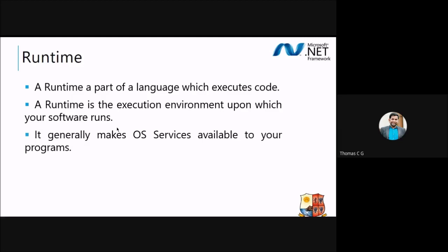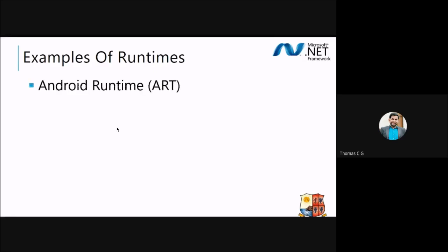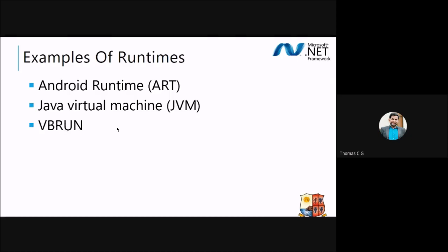And it generally makes your OS available to your programs. This is the general work of a runtime. It includes starting and stopping your application, threads, processes, everything. Examples: the first one, which we worked with last semester, is the Android runtime. And the Java Virtual Machine, which I think you did the previous semester. And VB run. This is not for VB.NET. Please remember, the moment you hear the word .NET, all those applications are executed by only one runtime, which is CLR. VB run is to execute Visual Basic applications, not VB.NET applications.